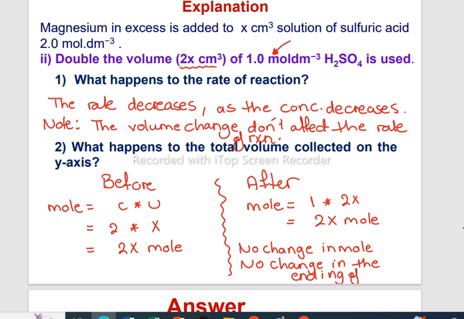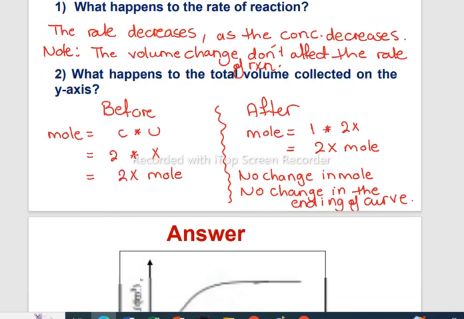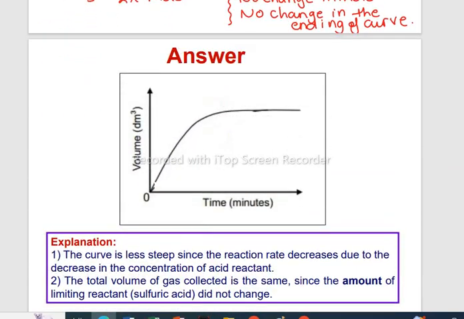Ending of curve. So when you're going now to apply on double I, and we're going now to answer the question, we need to have a slower rate, but it should end at exactly the same volume. So it's the same ending. It's not below it as in I. So this is your double I.